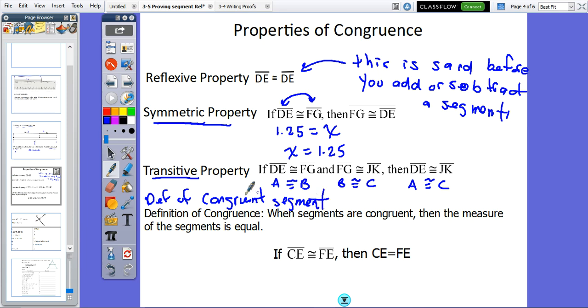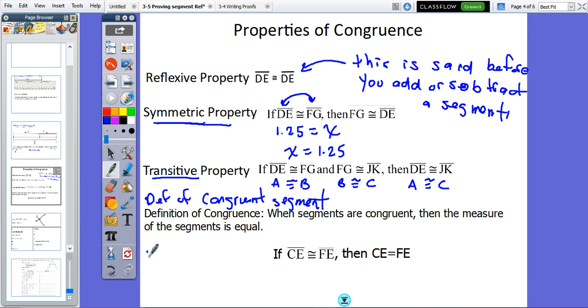So they kind of write that. They made it individual, but this definition of congruence works not just for segments, but for angles and for shapes. That's why we just say definition of congruence. It's a lot easier instead of trying to make it unique. That's why I won't be mad if you say definition of congruence segments or just definition of congruence.